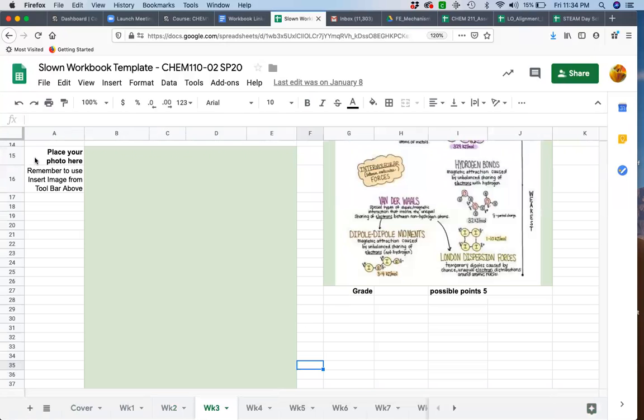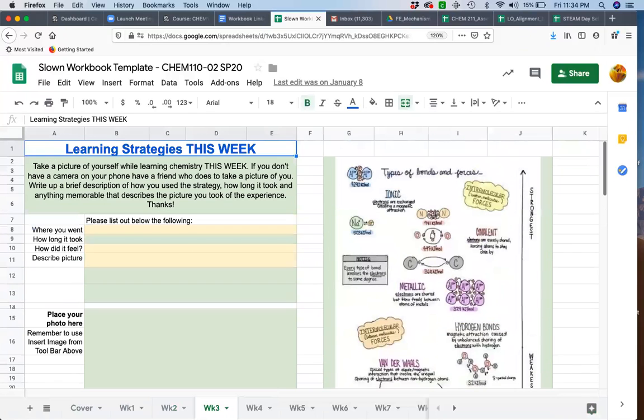So by week 3, I want you to be able to record the learning strategy that you're using as you're studying chemistry this week. So if you don't have a camera on your phone, you can always ask a friend, but we want you to think about a brief strategy of how you use it. How did you use it? How did you make sense of it? How long it took you to do that strategy as you were studying, and then anything that is memorable to you as you describe pictures.